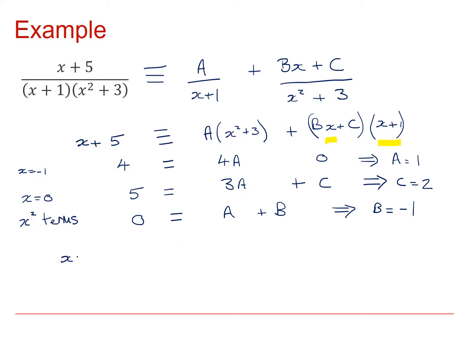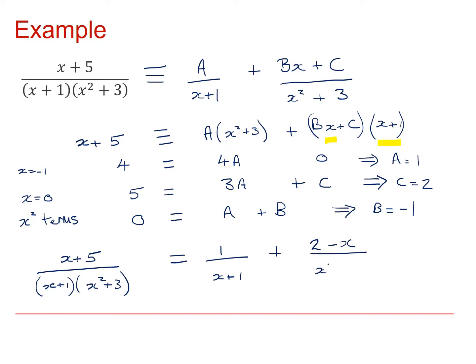And now I can write out my partial fraction then. x plus 5 over x plus 1, x squared plus 3. That's going to give me a, which is 1 over x plus 1, plus bx plus c. Just need to be a bit careful here because the b is negative and the c is positive, so it's actually going to be 2 minus x on the top line and x squared plus 3 on the bottom.